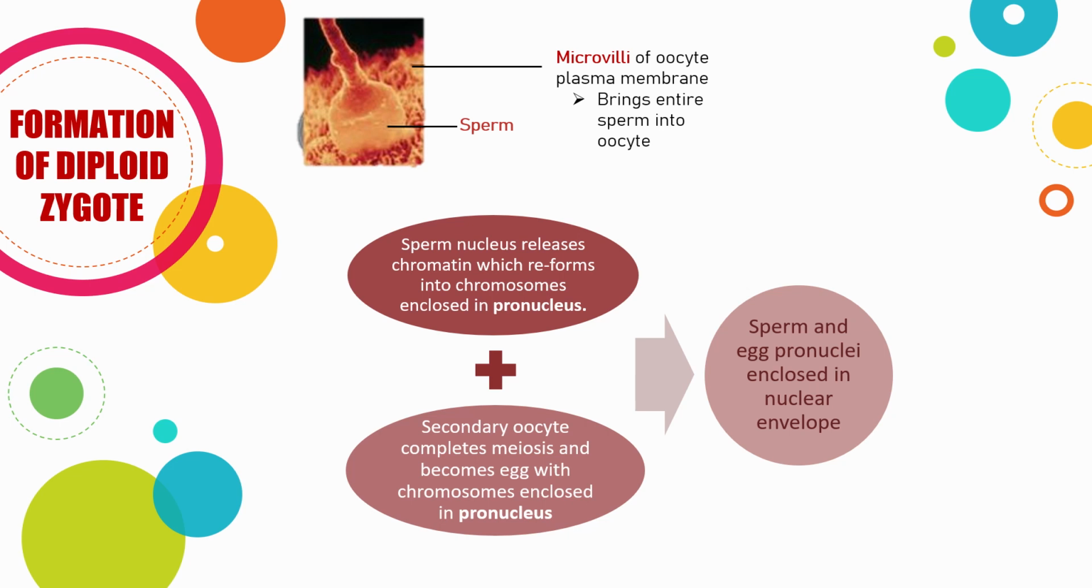within the sperm pronucleus. While that is happening, the secondary oocyte completes meiosis and becomes an egg, where the chromosomes are also enclosed in a pronucleus. Then, both sperm and egg pronuclei are surrounded by a single nuclear envelope.